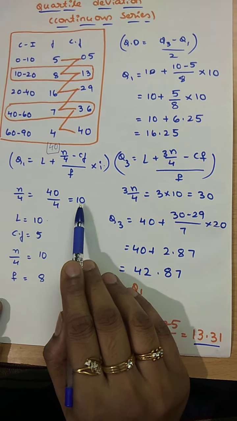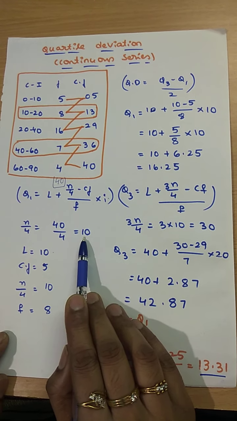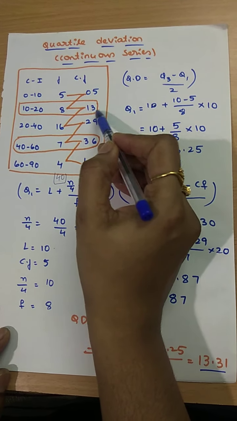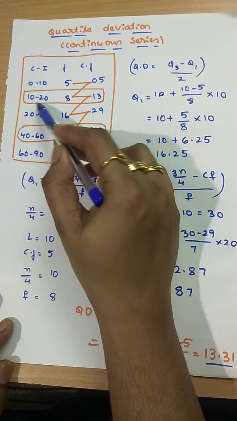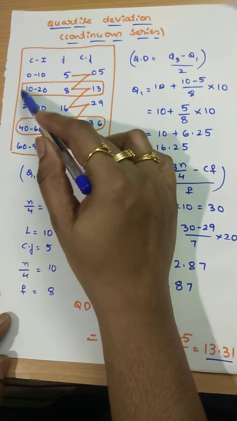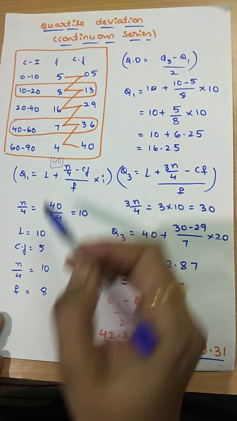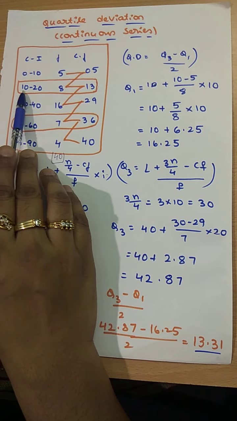Now, based on this value, we need to find the quartile class. Here 10 means it will come after 5. So the quartile class is this one, and I have circled it. L equals the lower limit of the quartile class, so L equals 10.